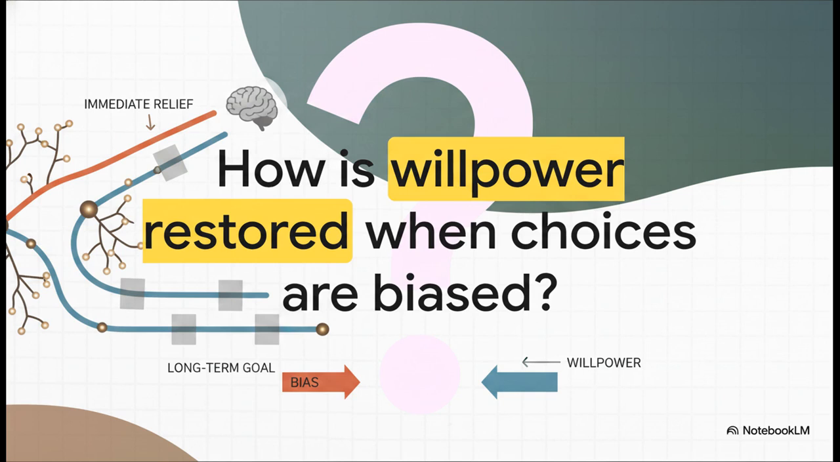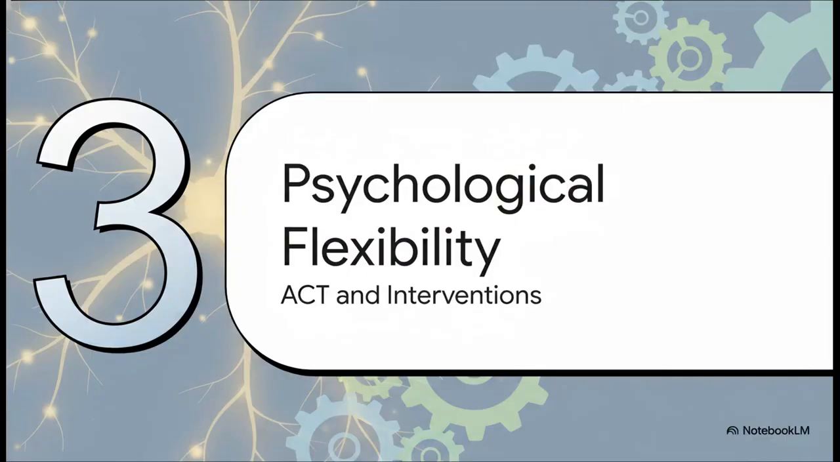But wait, this leaves us with a massive question, right? If the brain's goal-directed choice is biologically biased toward immediate release like that, how on earth is willpower restored? How do we intentionally course-correct a system that is fundamentally skewed? Which brings us to Section 3, Psychological Flexibility. Let's talk about ACT and clinical interventions.